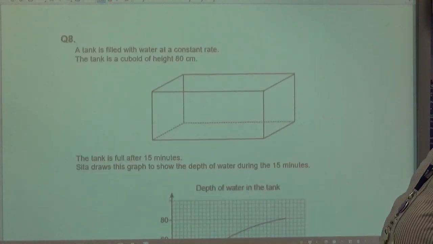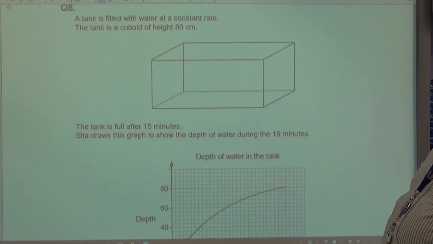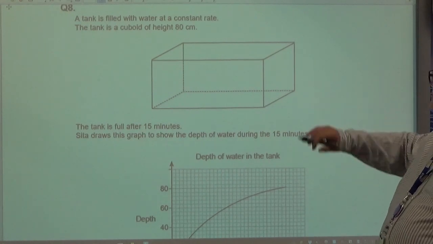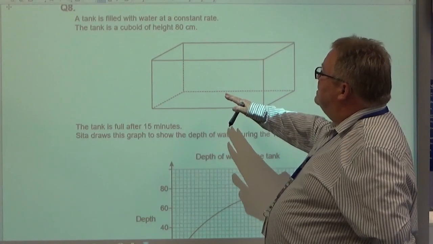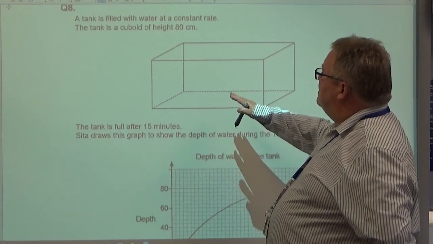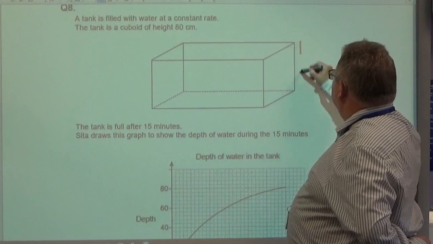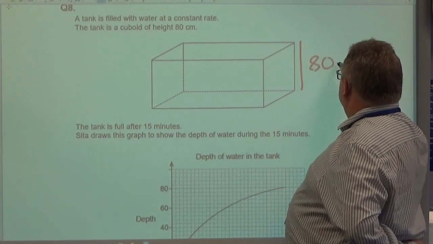Okay, so this is a nice little graph, and it's a tank that's being filled up with water at a constant rate. The tank's a cuboid of height 80 centimetres, so that's our 80 centimetres here.